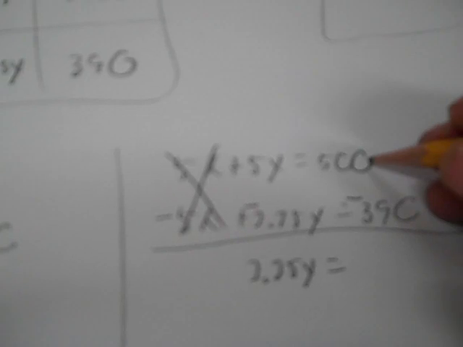So, again, same old song and dance. X plus Y equals 100. 5X plus 2.75Y equals 390. So, 5, 5, 5, 1, 1, 1. So, 5X plus 5Y equals 500. 5X plus 2.75Y equals 390. Okay, so make them all negative. And 5 plus negative 2.75 is 2.25Y. 500 plus negative 390 is 110. So divide by 2.25.